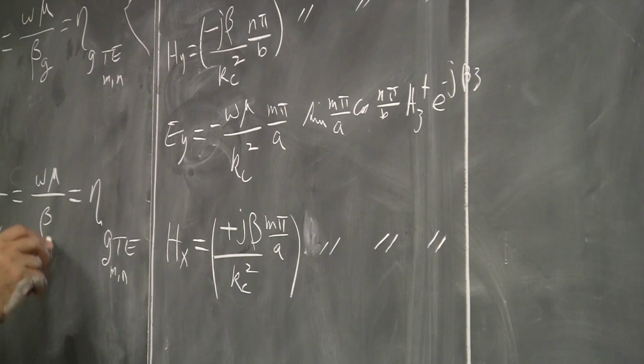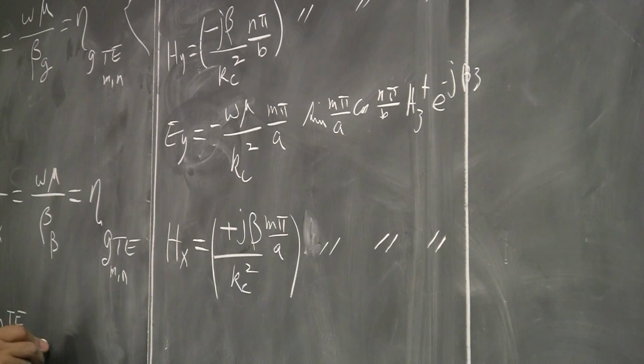Beta guide. So if I divide eta guide mn for the TE modes over eta in the material, plane waves, let's write TEM for the unguided situation, this one here is omega mu over beta guide divided by omega mu over beta, which comes to be beta over beta guide.